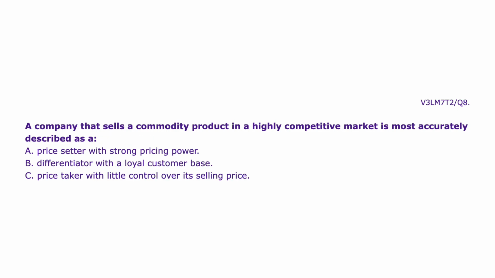A company that sells a commodity product in a highly competitive market is most accurately described as: A, price setter with strong pricing power; B, differentiator with a loyal customer base; C, price taker with little control over its selling price.